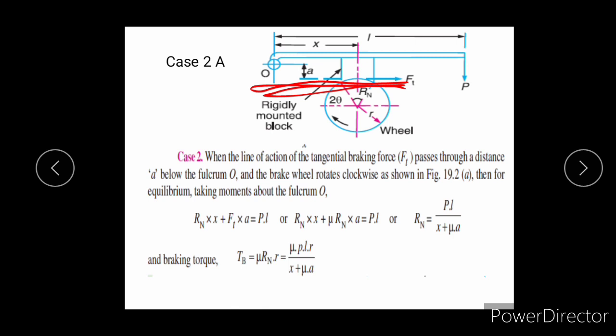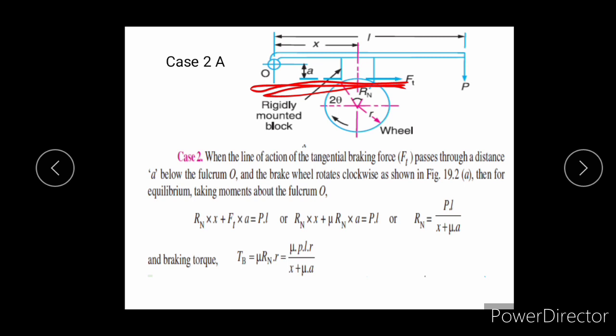The same thing you have to apply. You have to take the moments, take the algebraic sum of the moments equal to 0, and you will find the equation. So we are just going to see what the moments will be.